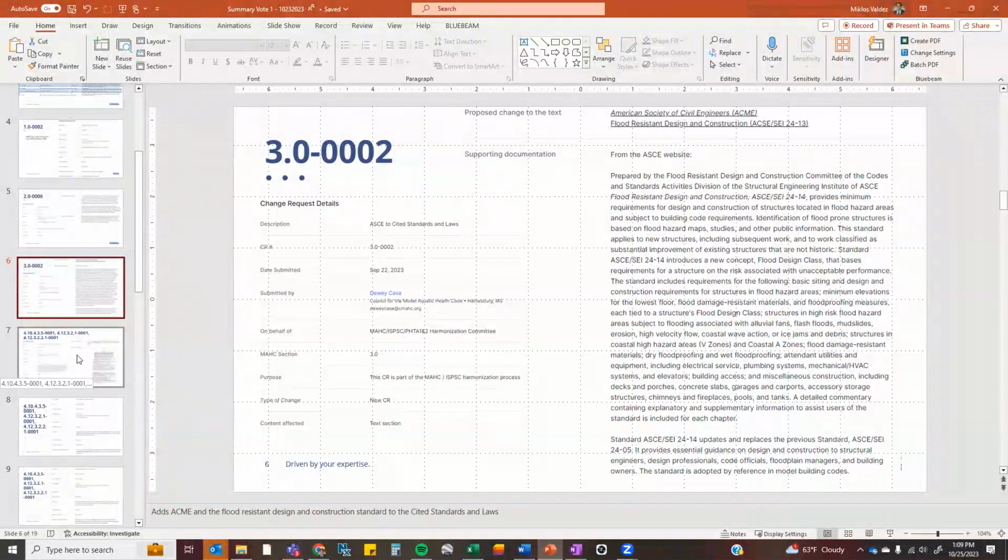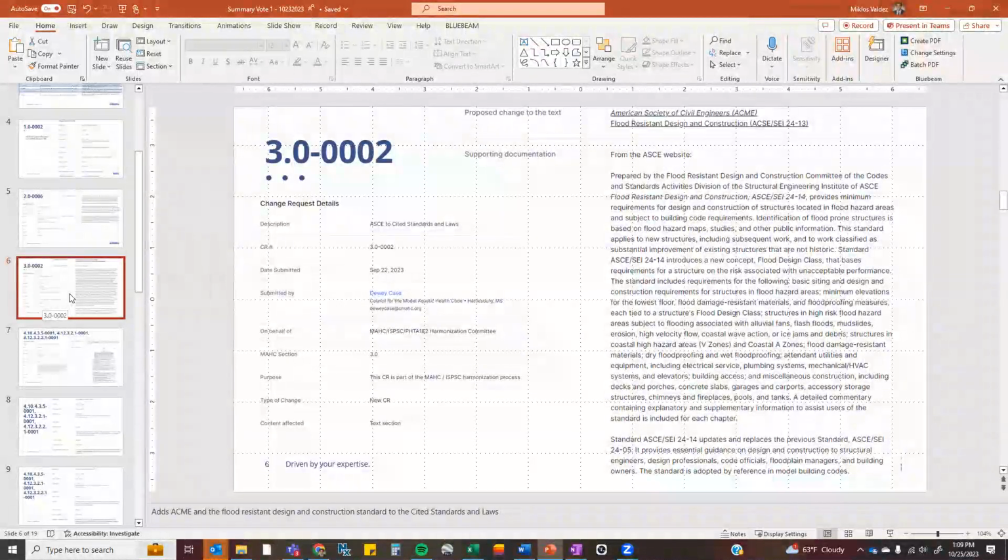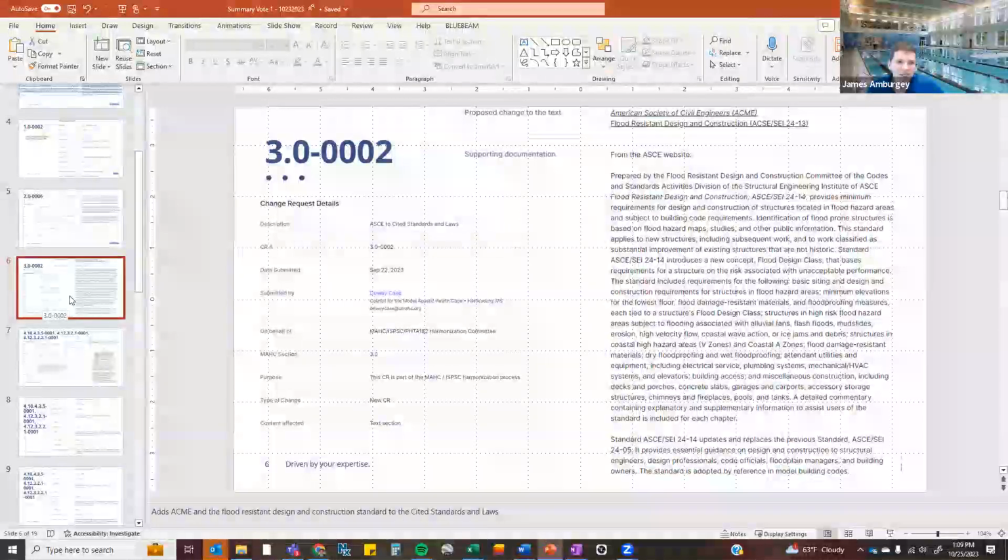Let me double check section 3.0 real quick. Section 2, which one is section 3? Let me pull that up real quick.